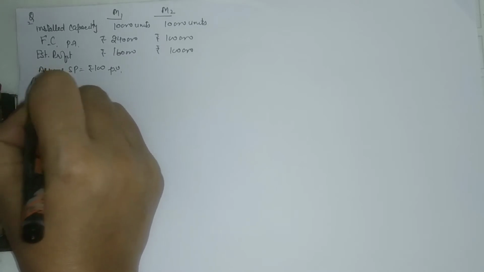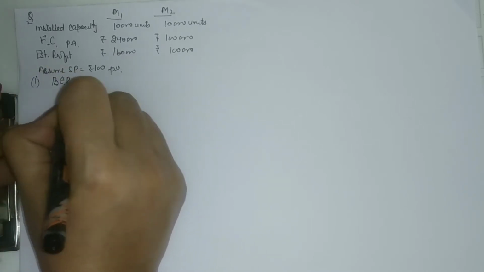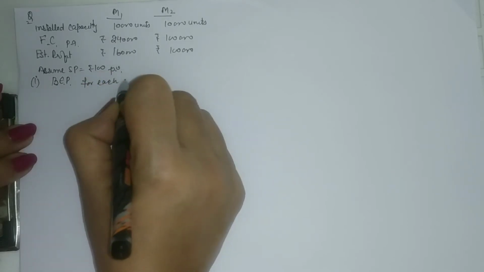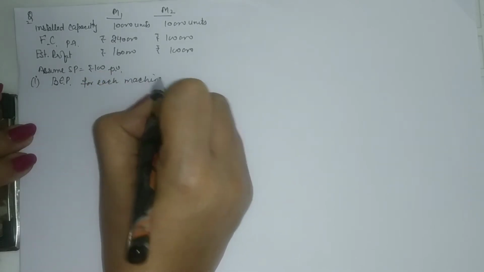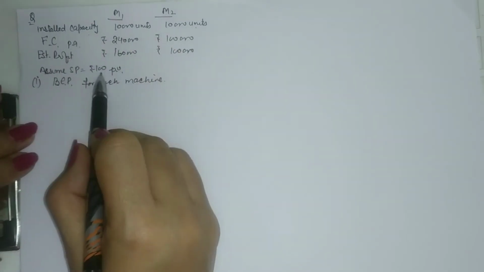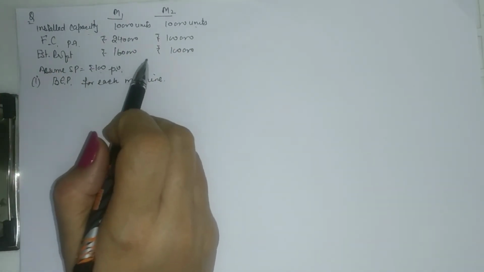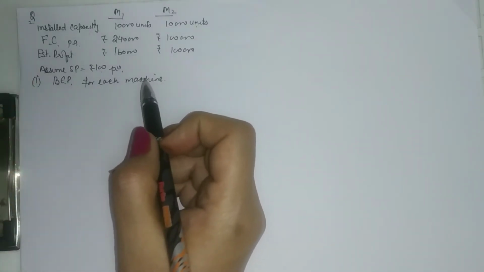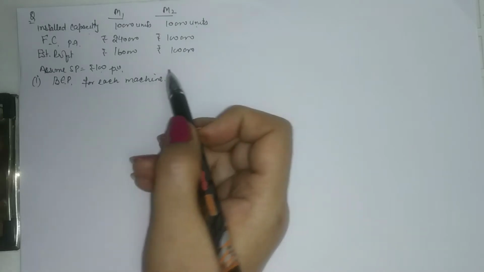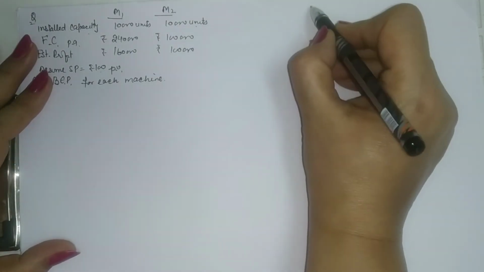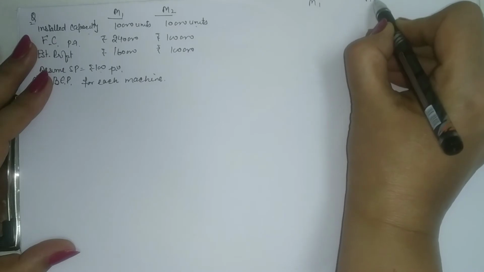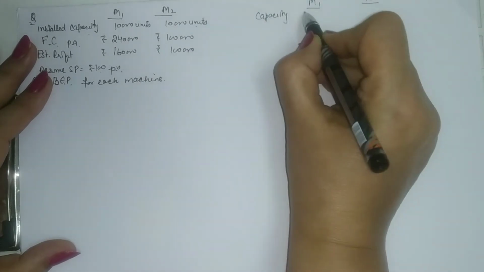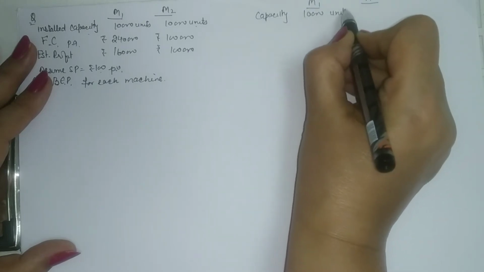Now we are to determine break-even point. Let us make our question simple first of all. So break-even point for each machine. Since the information is given in unit terms as well as in rupee terms, and selling price is given, we can determine sales activity also. So we can make the calculation in unit as well as in rupee terms. So let us make the calculation. First of all, we'll record all the information available to us. Capacity installed is 10,000 units.